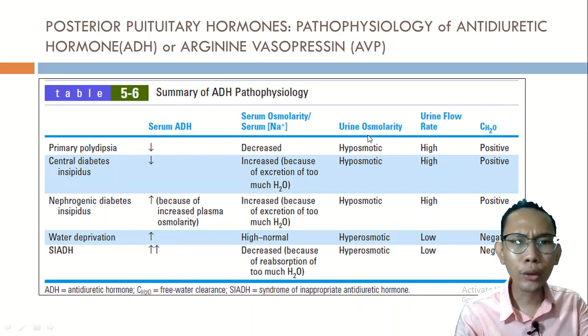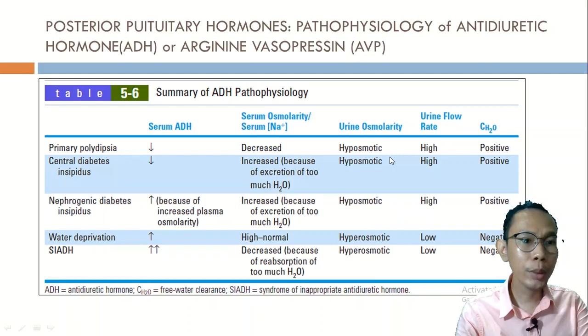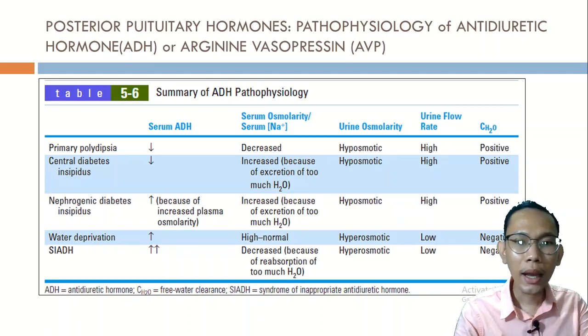Doc, paano po ang urine osmolarity? Kasi nga, marami kang tubig. So, kung marami kang tubig, pinapalabas natin sa ating katawan kasi hindi natin kailangan ang sobrang tubig. Kaya, yung asin sa ating ihi ay nagiging hypoosmotic.